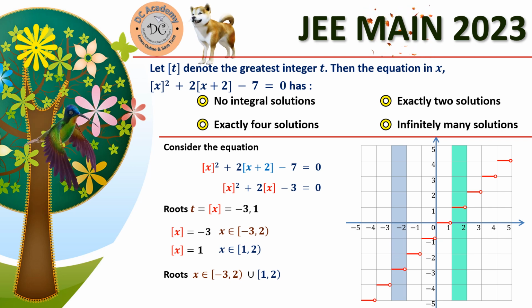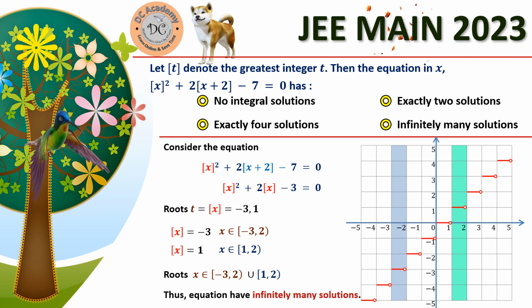Now, here x is a real number. It's not an integer, it's a real number. For any real number belonging to these intervals, the equation will be satisfied. Therefore, we conclude that this equation, over the interval minus infinity to plus infinity, has infinitely many solutions. So for this problem, option D is the correct answer.